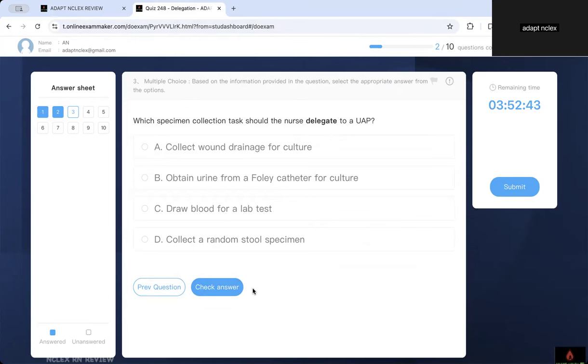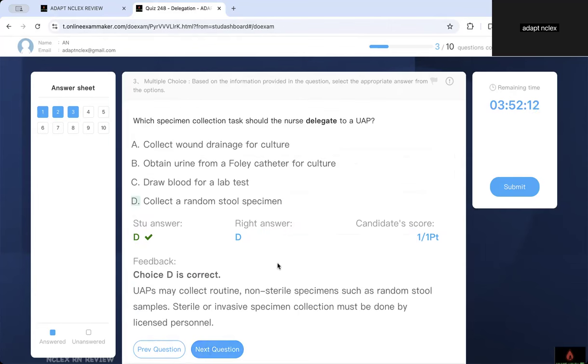What do you think? Number one, even though the wound is infected, sometimes we need a sterile specimen to send. Therefore, they can't do that. We can also collect a sterile specimen when we're collecting urine from the Foley catheter for your culture. It has to be sterile. When you're drawing blood, you don't want to contaminate it either. The stool is already contaminated. There's no sterile stool sample you can collect. Every time, all of them are already contaminated. So a UAP may collect routine non-sterile specimens such as a random stool sample. This is the key to answer that question.